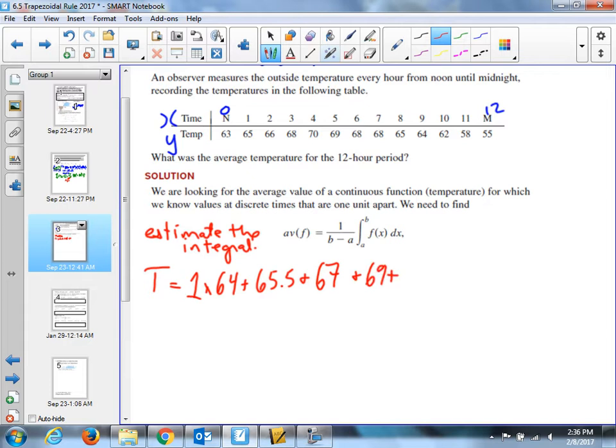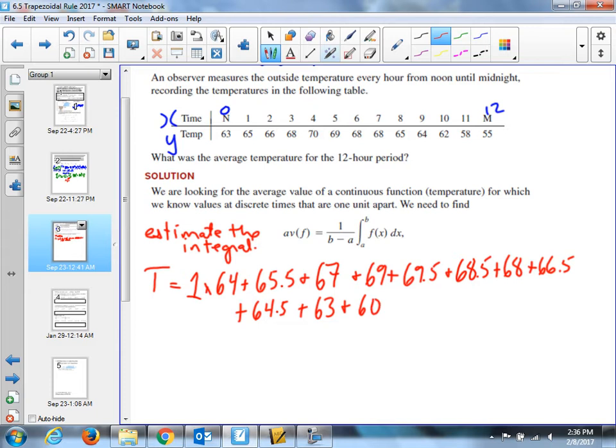Double check my math too. 70 and 69 is 69 and a half. 69 and 68 is 68 and a half. So I'm averaging just in my head. The average of 68 and 68 is 68. I'm going to run out of space. 68 and 65, 66.5. And here, I'm just moving here. 65 and 64 is 64 and a half. 64 and 62 is 63. 62 and 58 is 60.